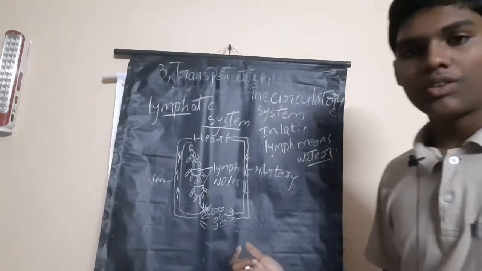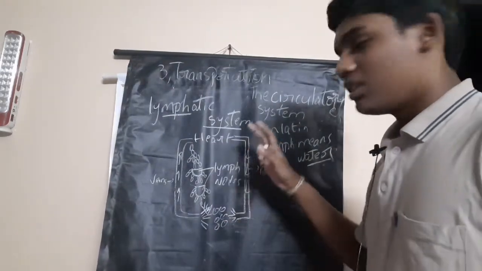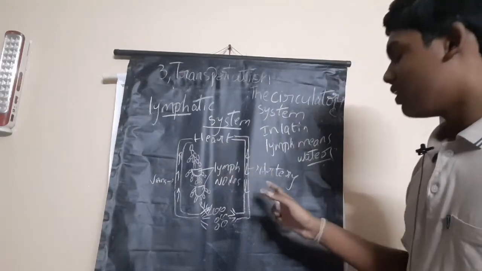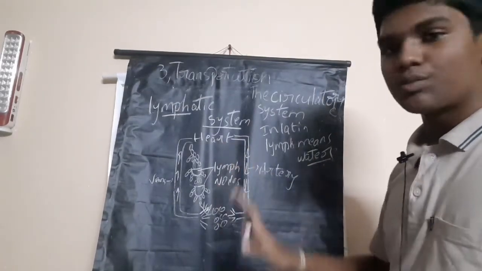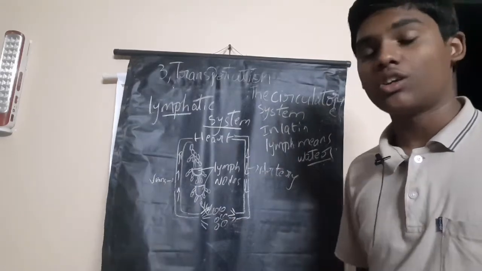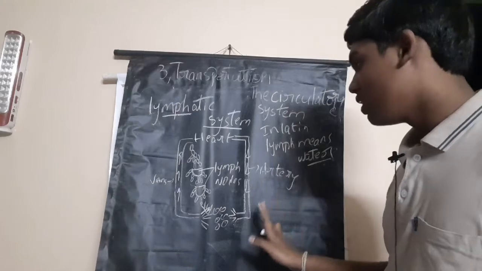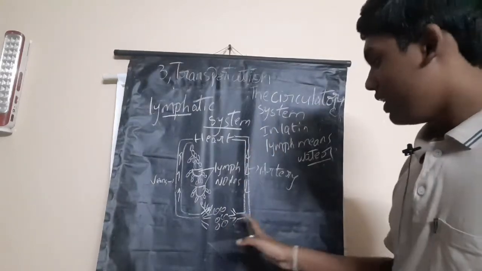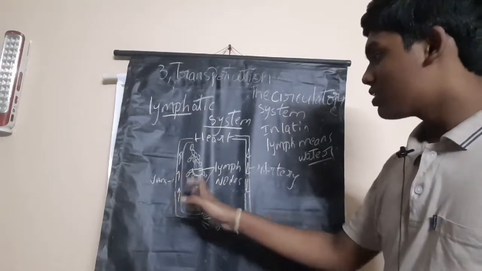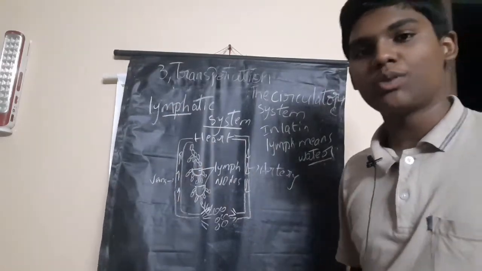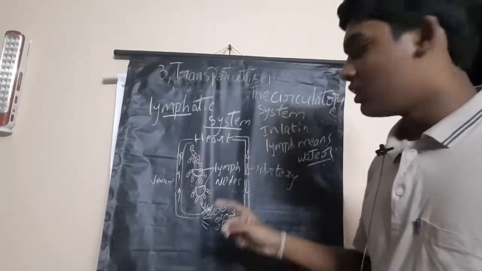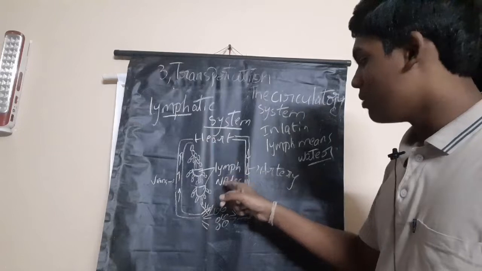So let us see the diagram once. First of all, the heart is transporting oxygenated blood through the arteries, and it reaches the cells, and the deoxygenated blood is carried by the veins to the heart. This is the basic principle, we all know about it. Now what is this structure? This structure is lymphatic vessels and lymph nodes.